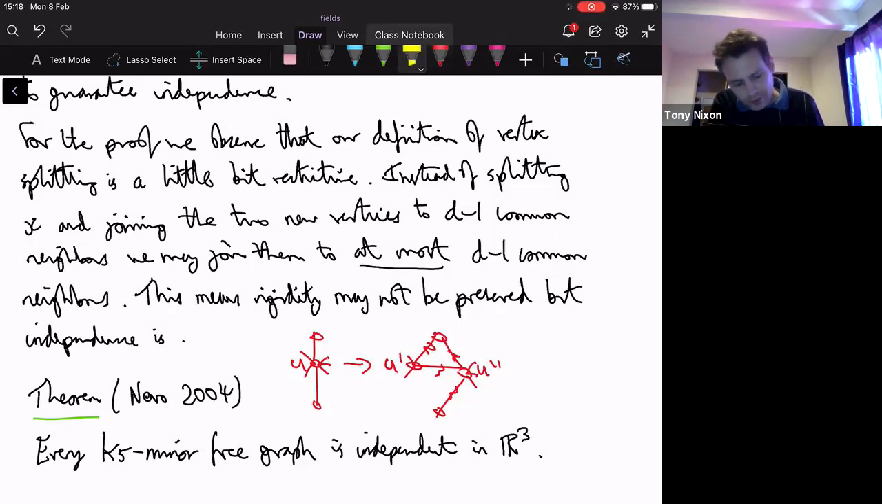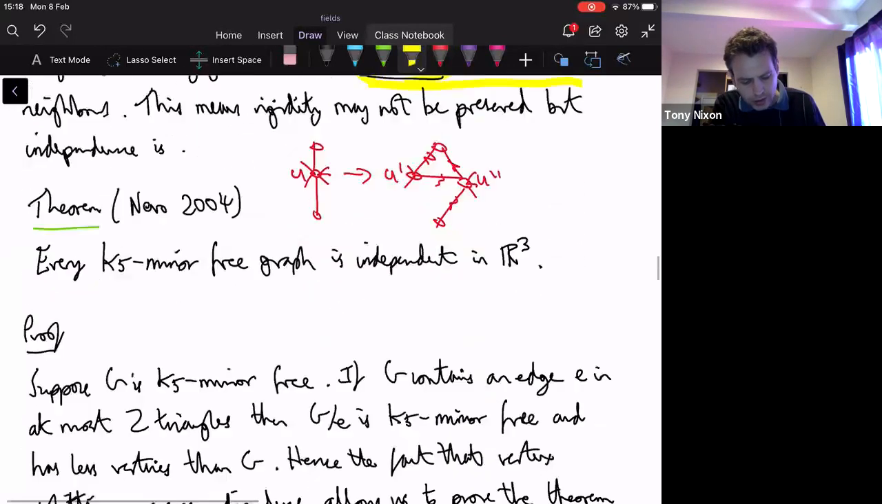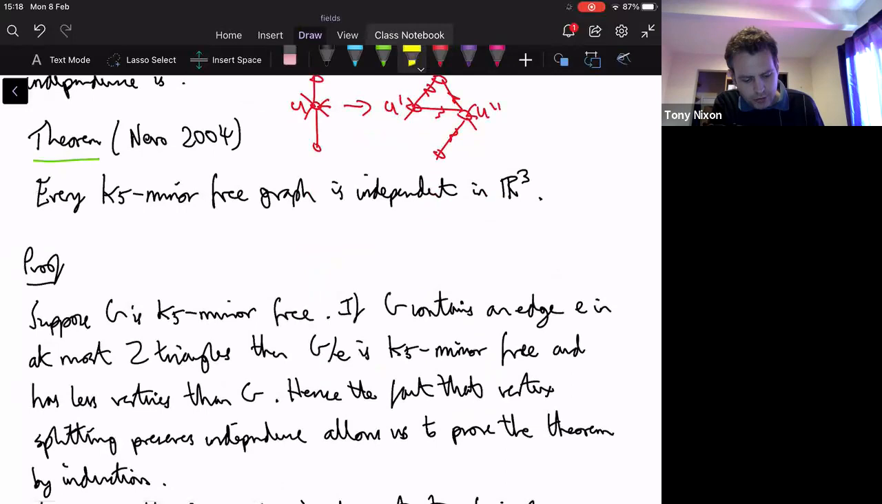So instead of splitting, I've called it X here, and joining the two new vertices to d-1 common neighbors, we can join them to at most d-1 common neighbors. As I say, we don't preserve rigidity anymore unless the at most is actually equal to, but we still do preserve independence. Okay, so let's prove Nevo's theorem. He showed that every K5-minor-free graph is independent in 3 dimensions.